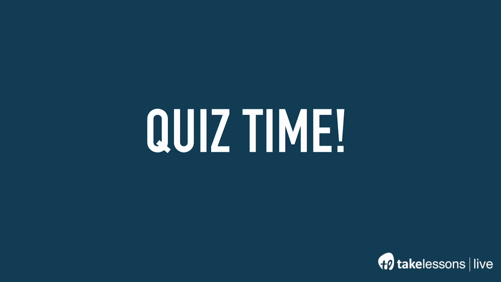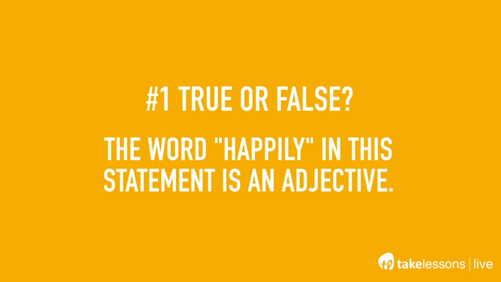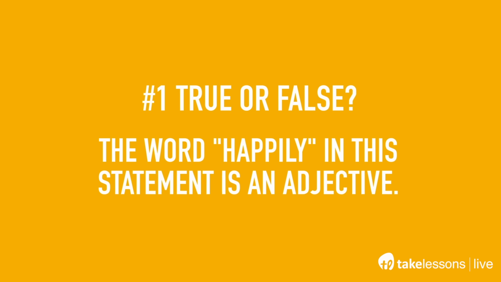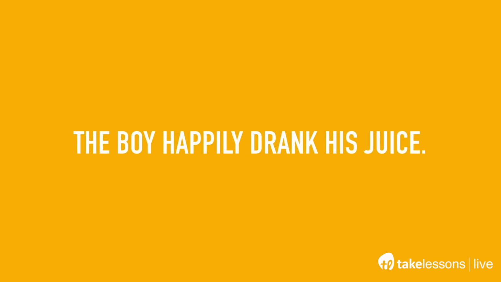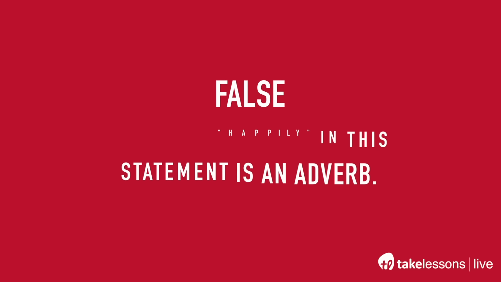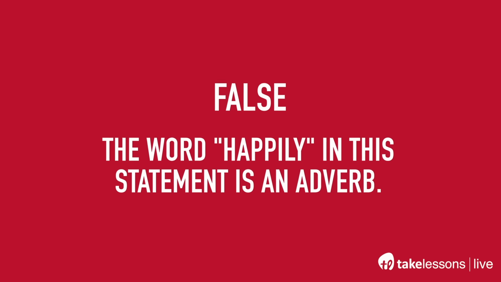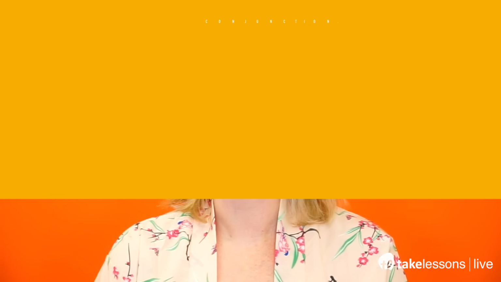Now let's take a quick true or false quiz in order to test your knowledge about English grammar. True or false? The word happily in this statement is an adjective. The boy happily drank his juice. False. Happily is an adverb. It modifies drinks. It explains or describes how the boy drank his juice.